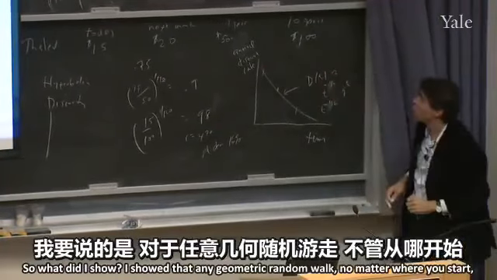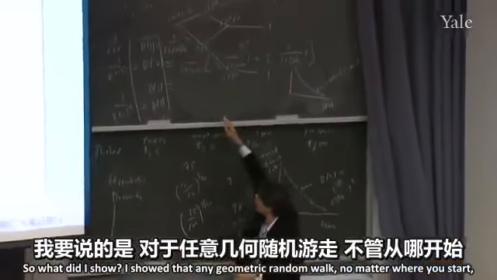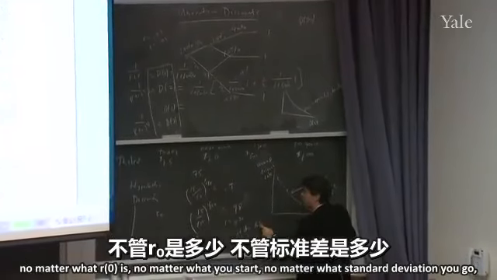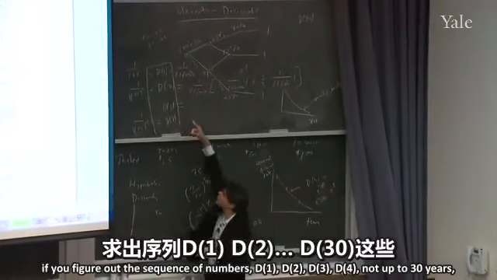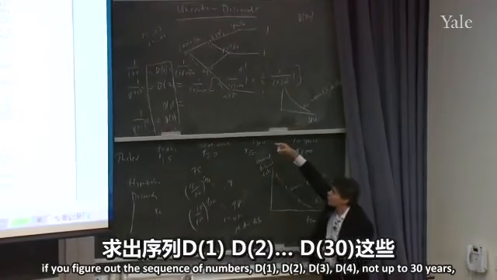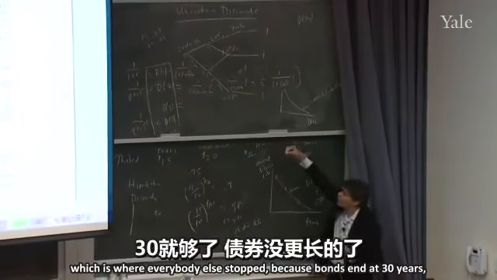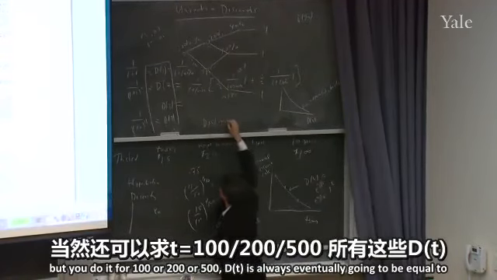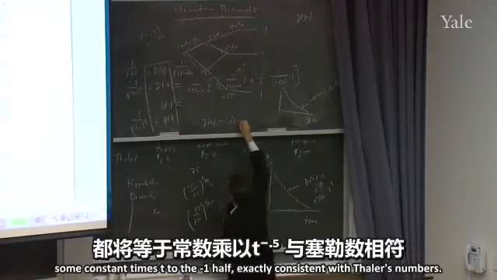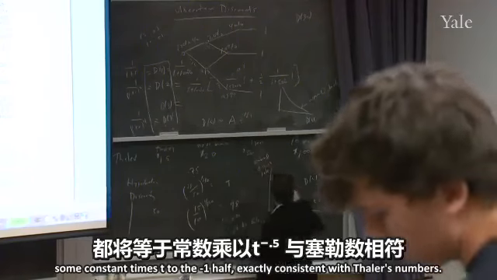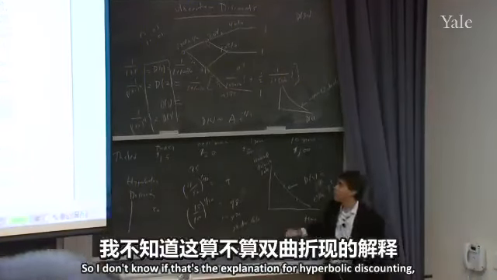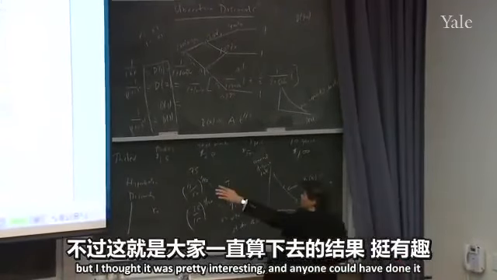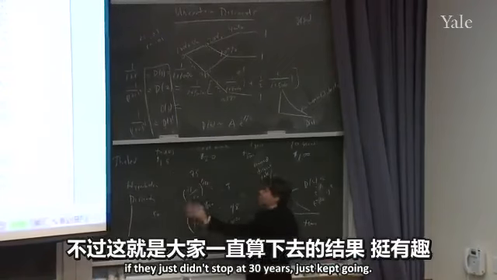So what did I show? I showed that for any geometric random walk, no matter where you start, no matter what R0 is, no matter what standard deviation you use, if you figure out the sequence of numbers d1, d2, d3, d4, not up to 30 years, which is where everybody else stopped because bonds end at 30 years, but you do it for 100 or 200 or 500, d of t is always eventually going to be equal to some constant times t to the minus a half. Exactly consistent with Thaler's numbers. So I don't know if that's the explanation for hyperbolic discounting, but I thought it was pretty interesting. And anyone could have done it if they just didn't stop at 30 years, just kept going.